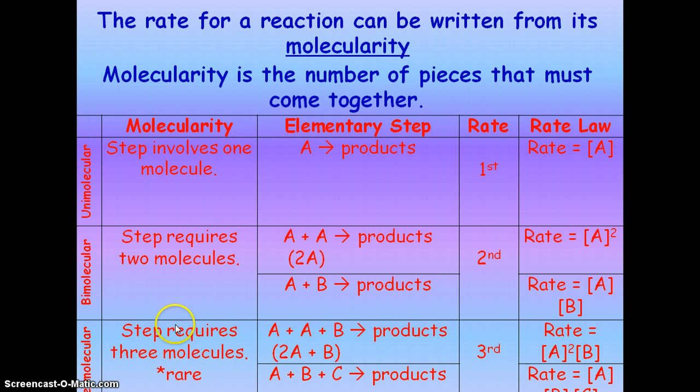Termolecular is rare and it requires three molecules. This could be two of the same, such as two A's or two B's, or it could be three different molecules. So if it was two A's and a B, it would be third order, and your rate would be the concentration of A squared times the concentration of B. If it was A plus B plus C, then your rate would be the concentration of A times the concentration of B times the concentration of C. So this can help us when we're looking at steps. The slowest step is the one that we're going to apply these rules to.